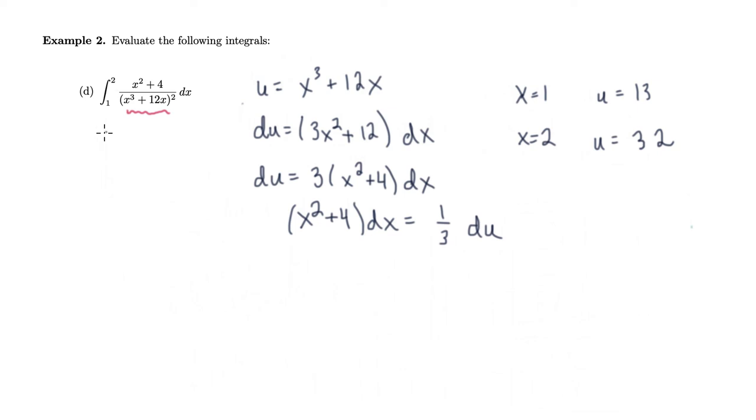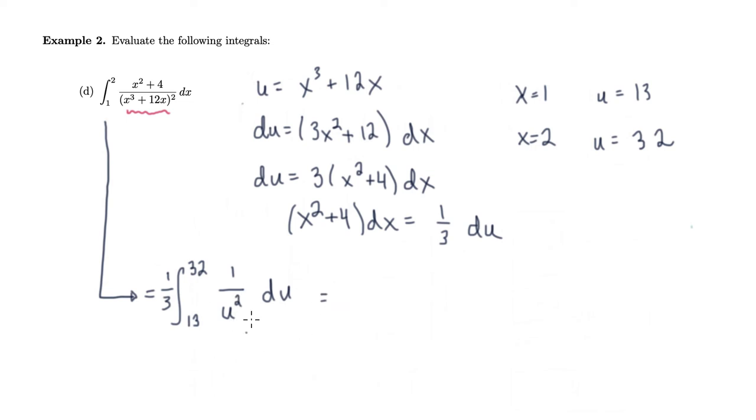Okay, so putting this integral together gives us the following. So we put in our u, limits of integration, 13 to 32. Now what do we have for our integrand? We have 1 over this function squared, but that function is u. So we have 1 over u squared. And then we have du, so we replaced x squared plus 4 dx with du, but we also need to multiply by 1/3.